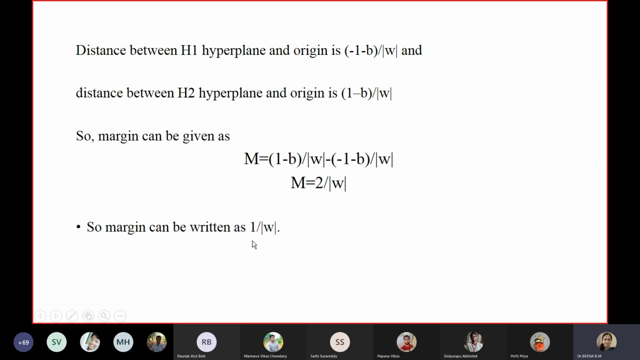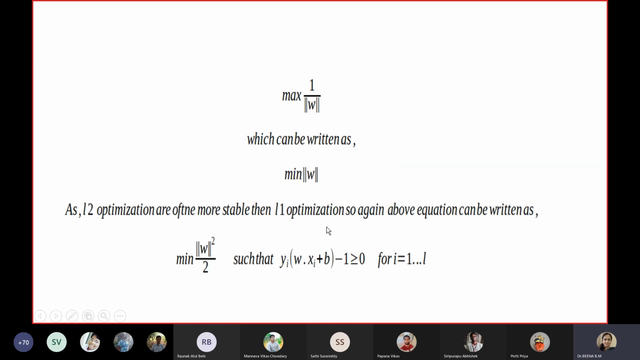So in general, it is twice the margin. So here in general, you can denote the margin as 1 by modulus of w. So this is the mathematical representation. Here, our main aim is to maximize the margin, so 1 divided by modulus of w.